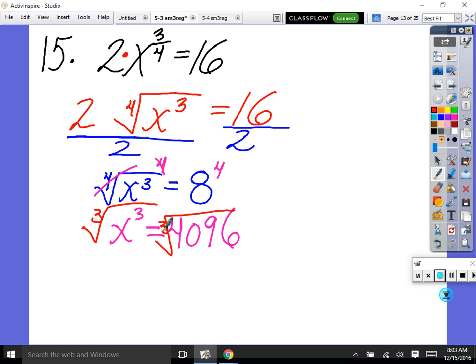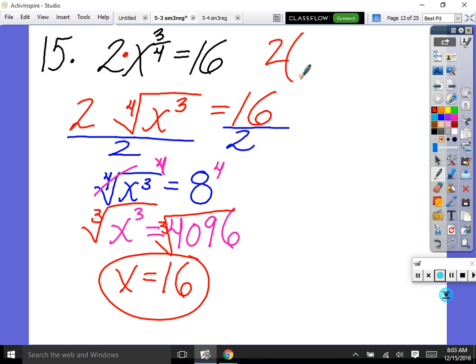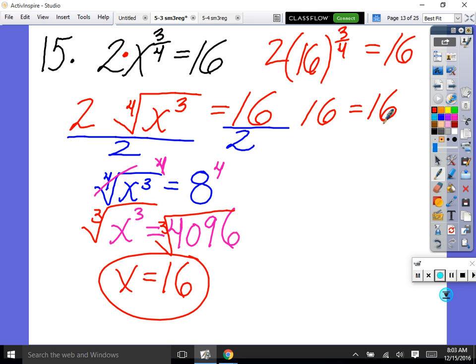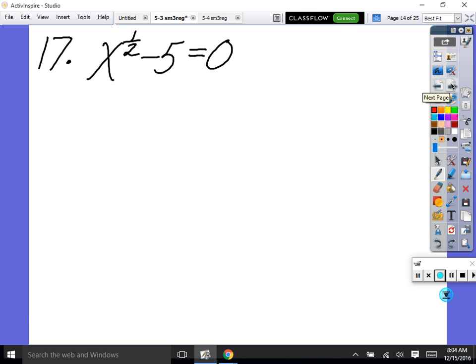So everybody type it in your calculator. Perfect. So we get x is equal to 16. Perfect. We could check it, so we would type it into our calculator like this: 2 times 16 raised to the 3/4 equals 16. So you could type that into your calculator, and it works. 16 equals 16, so it's not extraneous. Pretty easy. So let's look at 17.